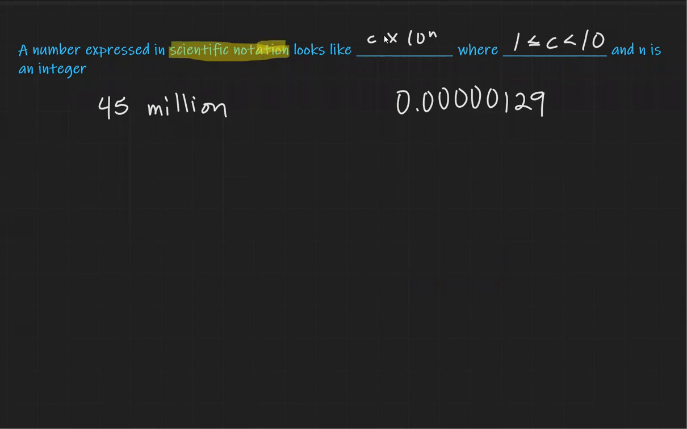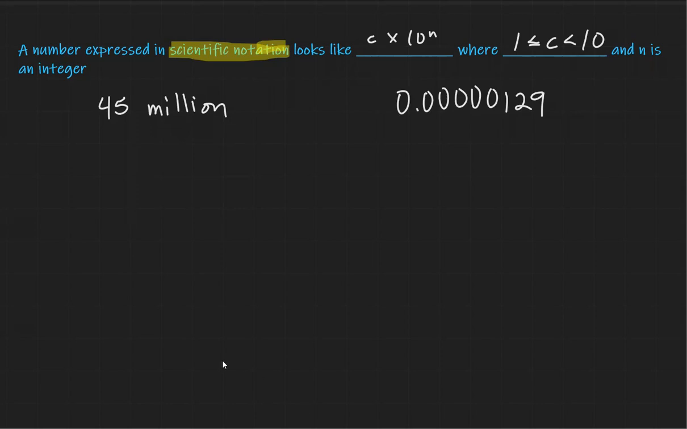So it looks like this: c times 10 to the nth power, so some number times 10 to the nth power, where that number is between 1 and 10, and n is some integer, right? So that's our whole numbers including the negatives, right? So -1, -2, -3, but no decimals, okay? No fractions, no decimals, just whole numbers and their negatives.